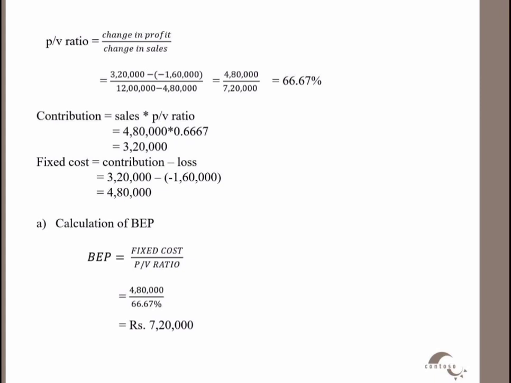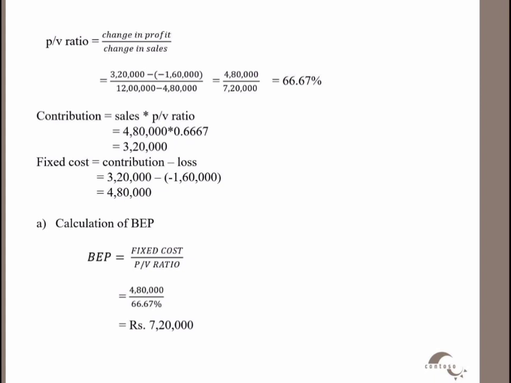Then we have to calculate the contribution. Contribution is equal to sales into PV ratio. The PV ratio we have already calculated, 66.67%. We have to convert it into decimals, so 66.67 divided by 100, we get 0.6667. Sales is 4,18,000 into PV ratio 0.6667, that is equal to 3,20,000.